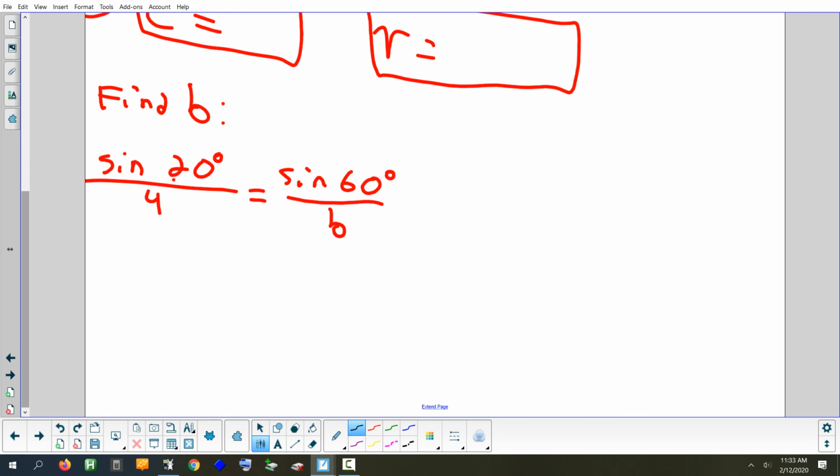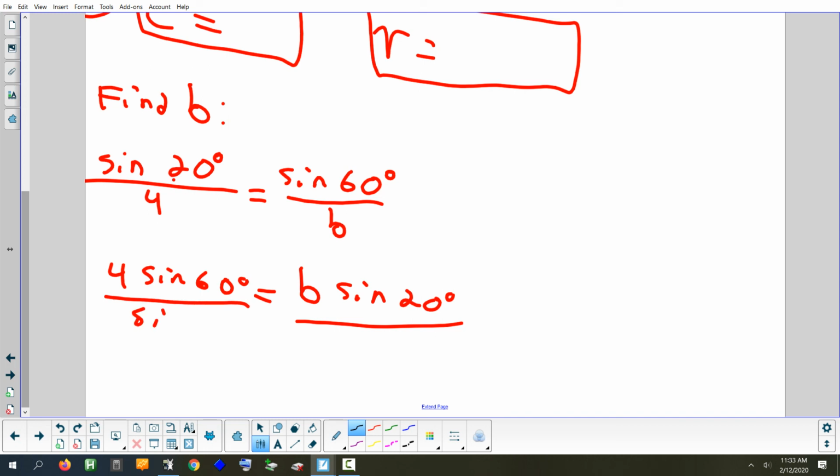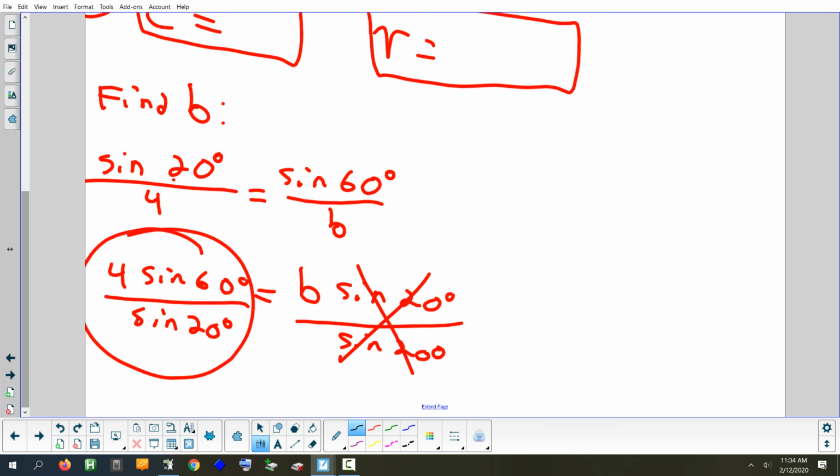Okay. Cross multiply. 4 sine 60 equals B sine 20. And now what would you do to get B by itself? Divide by sine 20. Notice we're not finding any decimals. We don't care about the decimal till the last step. So just divide by sine 20. It's a number. It's some number. We don't know what it is. It doesn't matter what it is. I don't care about the sine of 20 at all. I care about 4 sine 60 divided by the sine 20.